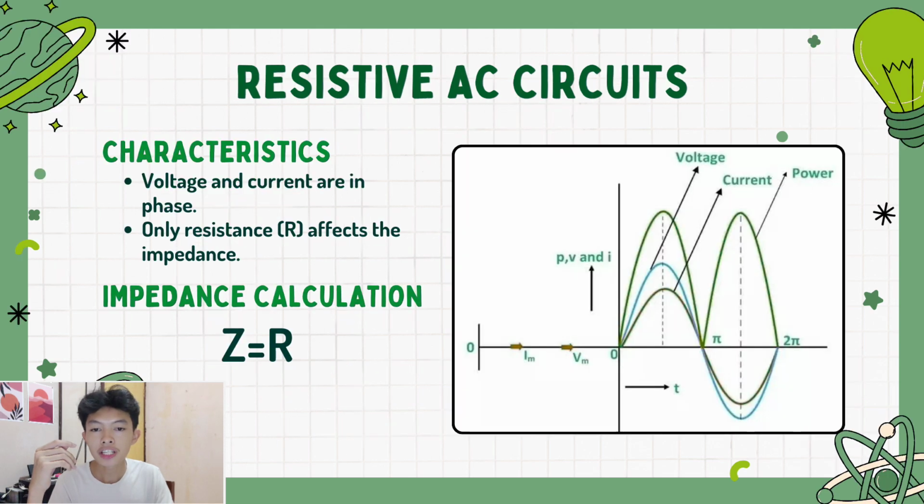Now let's proceed to the resistive AC circuit. So now let's look at circuits with just resistance. In these circuits, the characteristics are that the electricity flows through the resistor, which slows it down, but it doesn't change the wave shape, as you can see in the diagram. Now, the voltage and current move together.